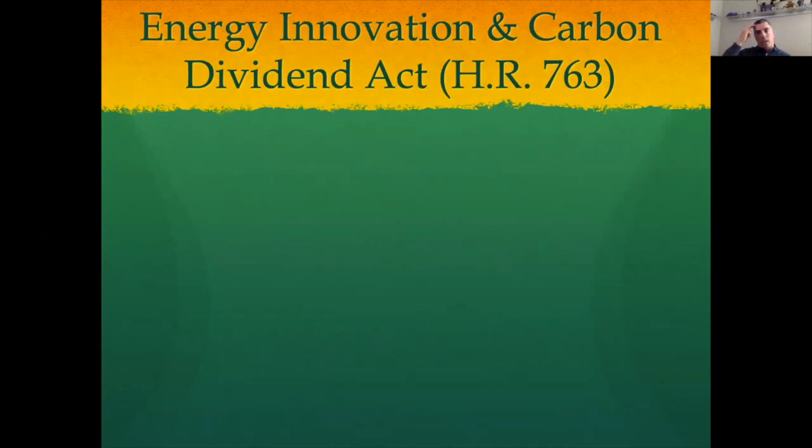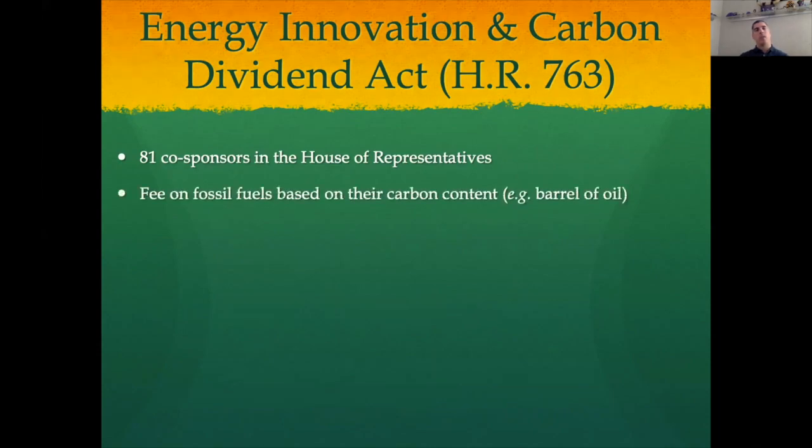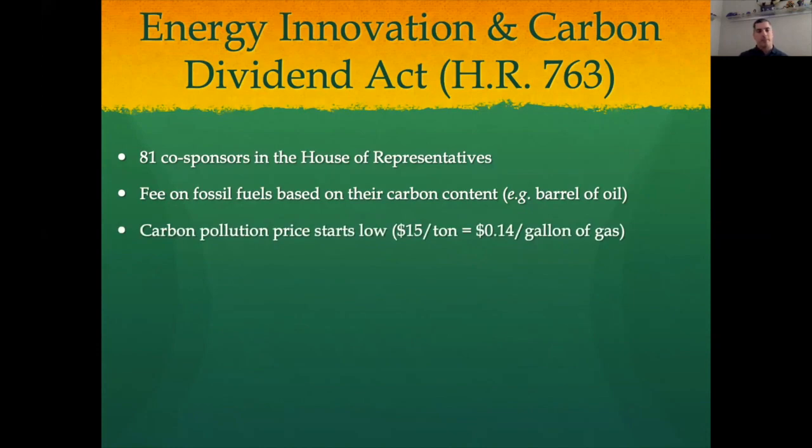So that's what our bill does. This is the Citizens Climate Lobby bill that Tom mentioned. It's called the Energy Innovation and Carbon Dividend Act, House Resolution HR 763. As Tom mentioned, it's got 81 co-sponsors in the House of Representatives. It puts a fee on fossil fuels based on the amount of carbon in that fossil fuel. So we know, for example, how much carbon is in a barrel of oil or a ton of coal or a quantity of natural gas. So you just put the fee on the fossil fuel based on that carbon content.